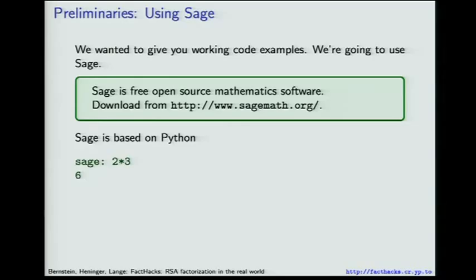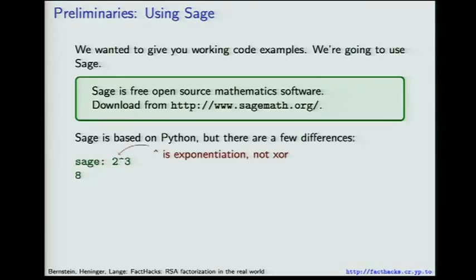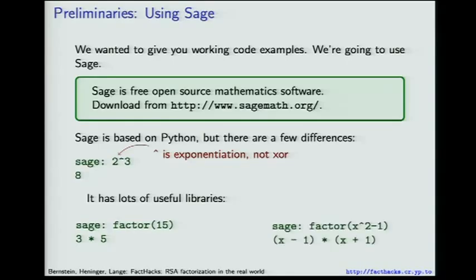It has a nice interpreter that you can use just like Python. Here in an example, 2 × 3 = 6. But there are some differences. For example, the caret, which in Python is XOR, in Sage is exponentiation. So 2^3 = 8 in Sage. The other nice thing about Sage is that it has lots of useful mathematical libraries. For example, if in the Sage interpreter I say factor 15, it helpfully tells me 3 × 5. That's pretty great. It also does a lot more advanced things. For example, it can represent polynomials. I can say factor the polynomial x² - 1, and it helpfully tells me the answer.